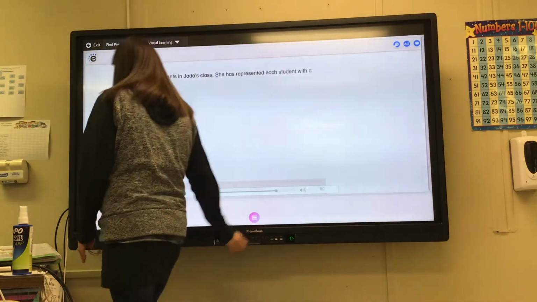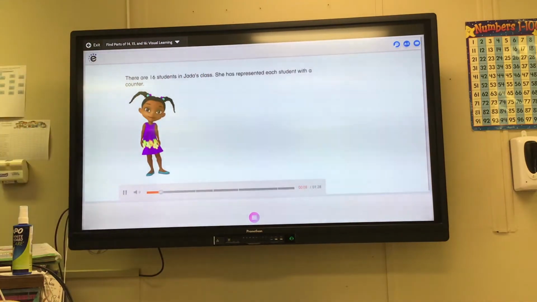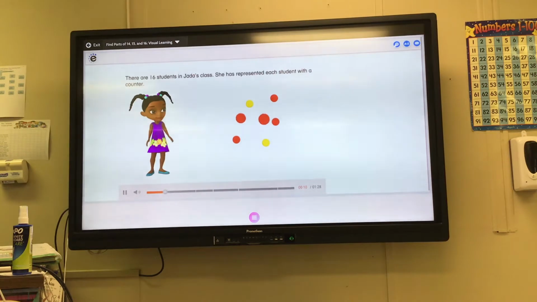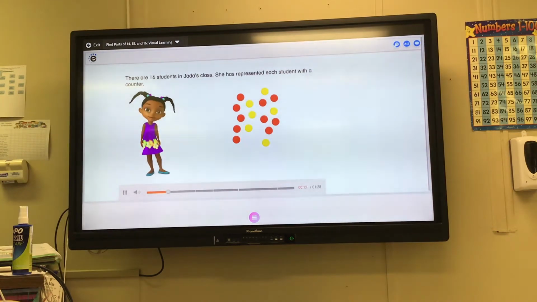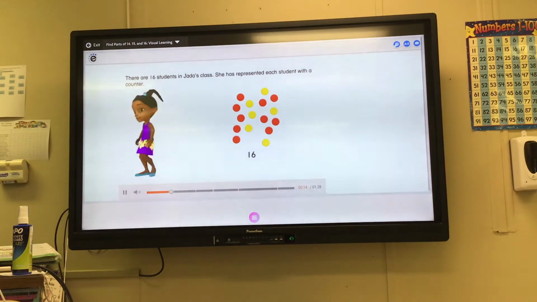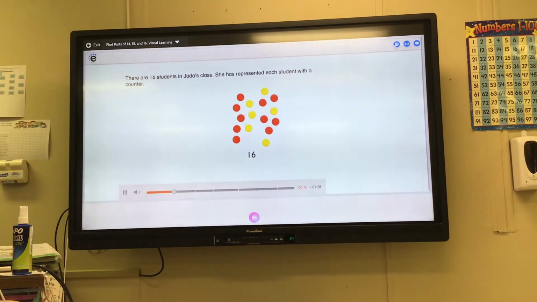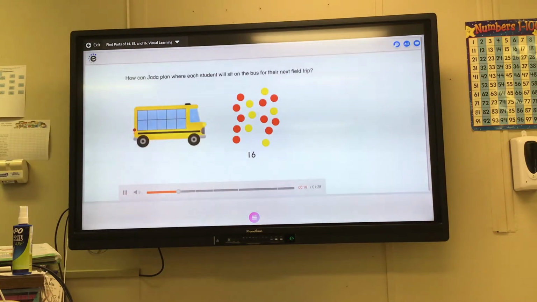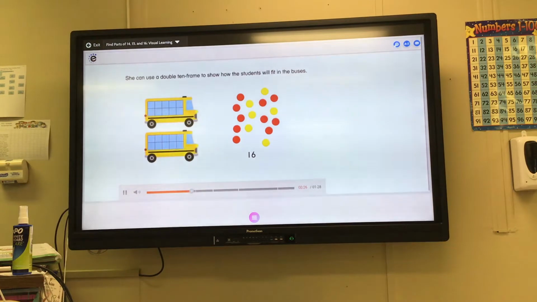There are 16 students in Jada's class. She has represented each student with a counter. How can Jada plan where each student will sit on the bus for their next field trip? She can use a double 10 frame to show how the students will fit in the buses.